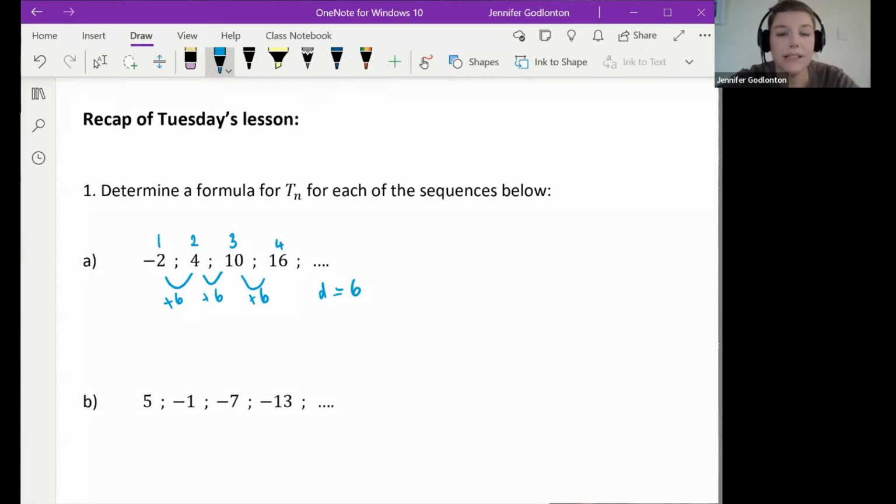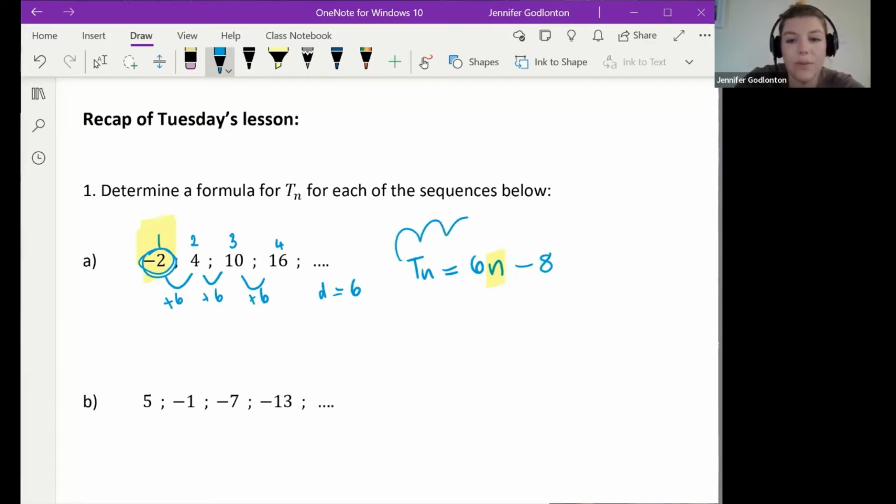So when we're working with our Tn formula, we say Tn is equal to, we take that constant difference, we multiply it by n, and then we think about this first pair over here. So we think, well, if n is 1, then it would be 6 times 1, which gives me 6, and I want -2. So to go from 6 to -2, I'm going to have to subtract 8. And so that would be my formula for this sequence.